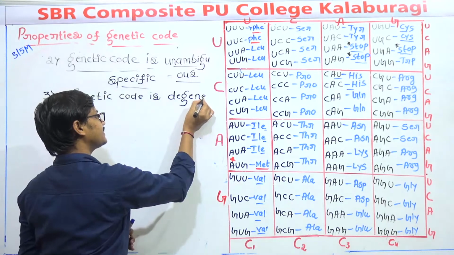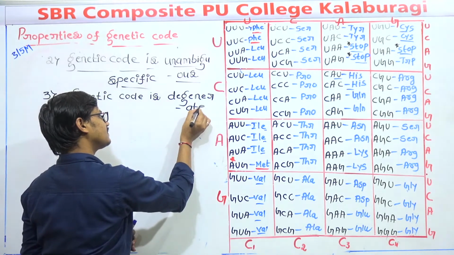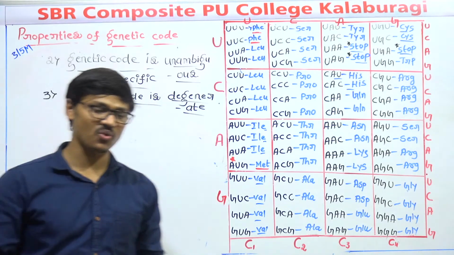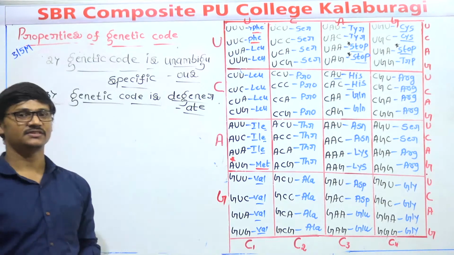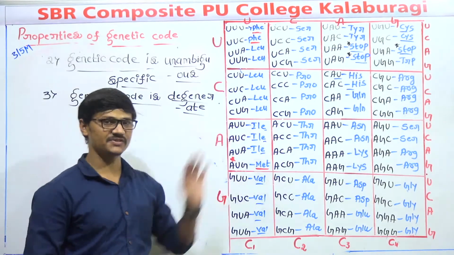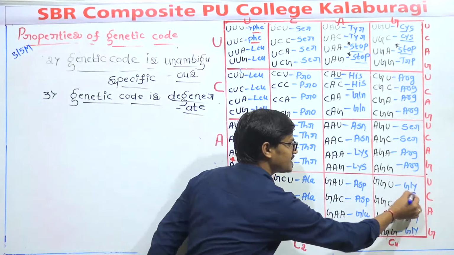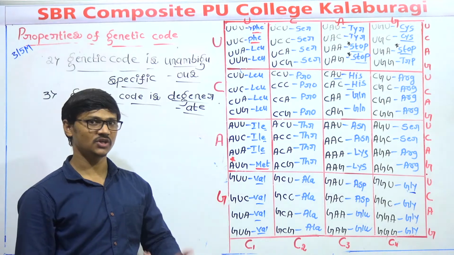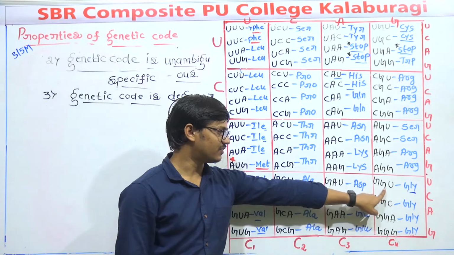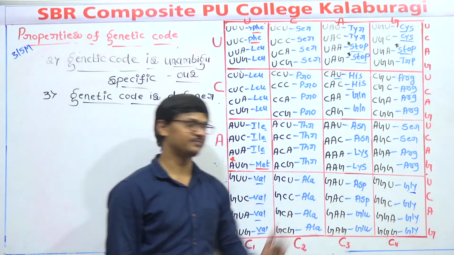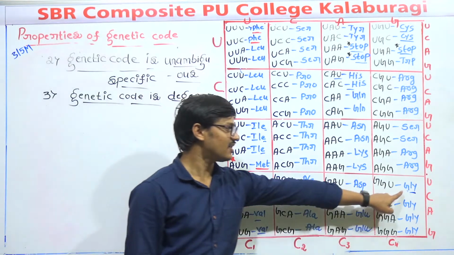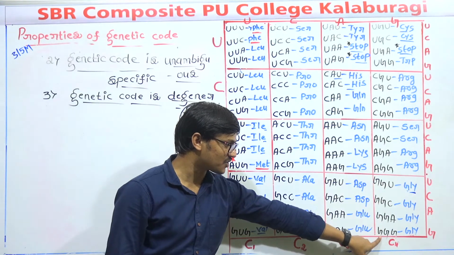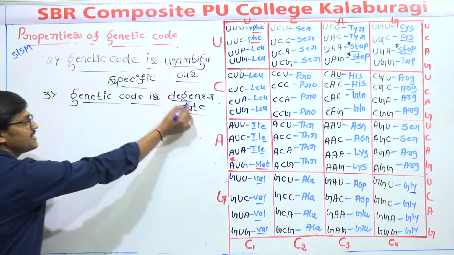Degenerate. Genetic code is degenerate. So what is the meaning of genetic code is degenerate? It's very simple. Let us see with the help of an example. Just see glycine. Is glycine coded by only one codon? No. See here. Glycine is coded by 1, 2, 3, 4. It means a single amino acid is coded by more than one genetic code. That is what is called degenerate.